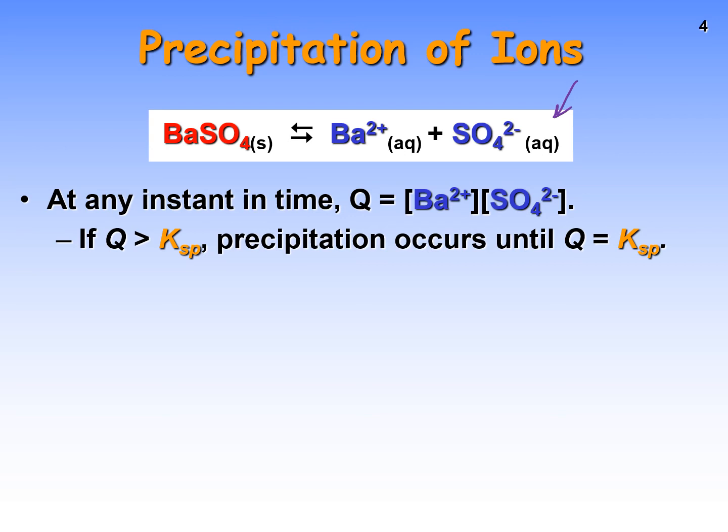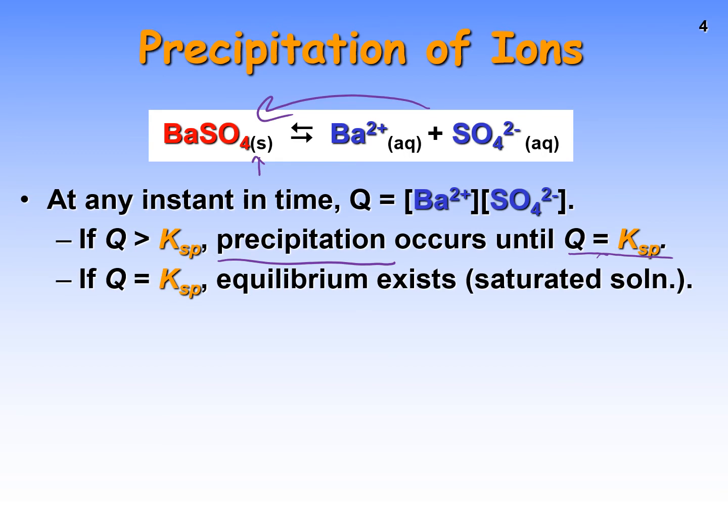If Q is greater than K, we learned that the shift will go towards the reactant side. Well, that's still true. If Q is greater than KSP, we're going to shift towards the reactants. Well, our reactants are in the solid state, so that means we're going to form an insoluble solid. A precipitation reaction is going to occur until we reach equilibrium again, where Q is equal to KSP.